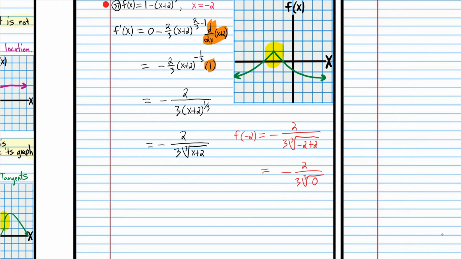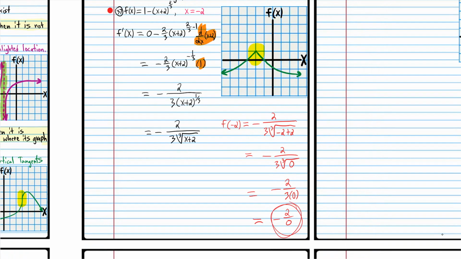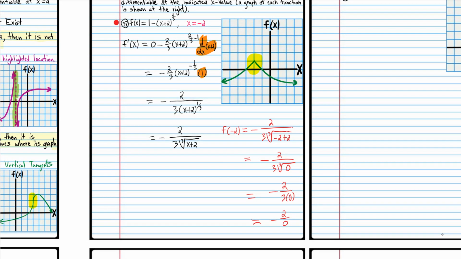Now, what is the cube root of 0? What number times itself and then times itself again is equal to 0? Well, obviously, that's just 0. So we have negative 2 over 3 times 0. 3 times 0 is 0. And this is an undefined expression. So how in the world can you possibly find the value of the derivative if you plug in an x value and you get this expression? The answer is you cannot find the value of the derivative.